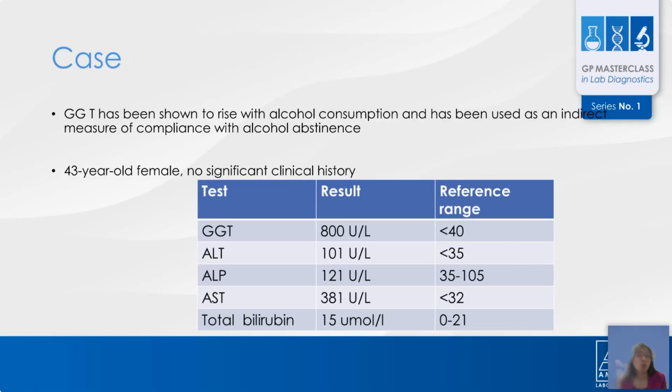And when to do more, we're going to look at a little case. GGT has been shown to rise with alcohol consumption, and it has been used as an indirect measure of compliance with alcohol abstinence. So in this case, we have a 43-year-old female who has no significant history. She visited the GP to do what she called routine bloods. She denied drinking alcohol in excess.